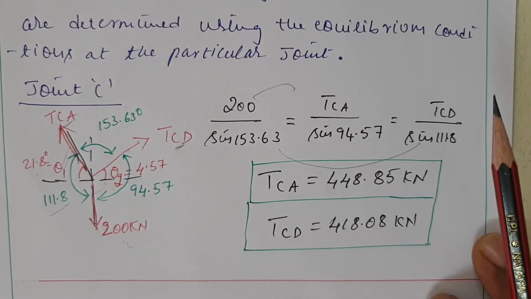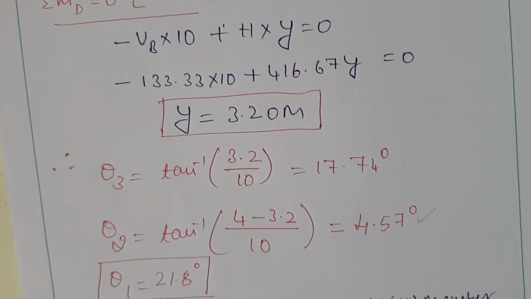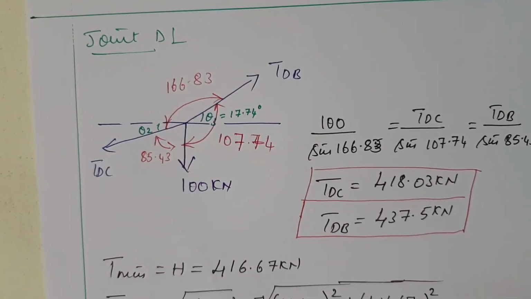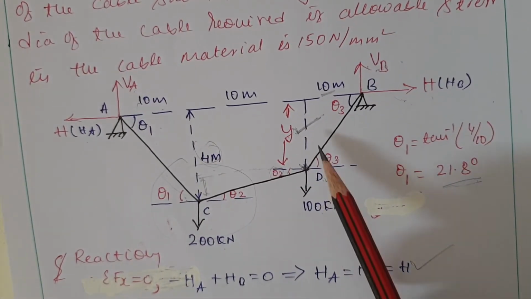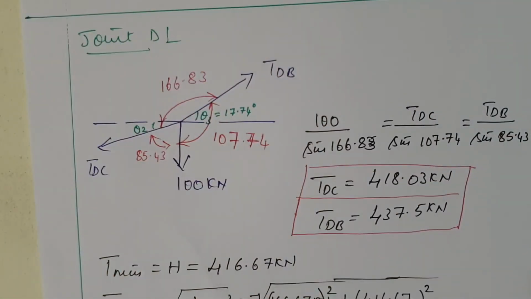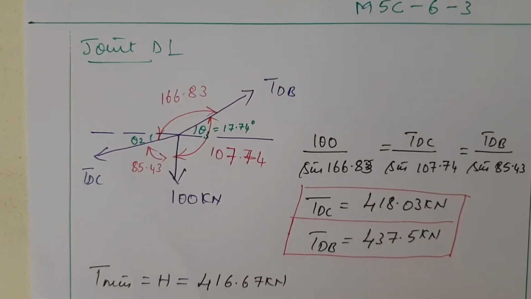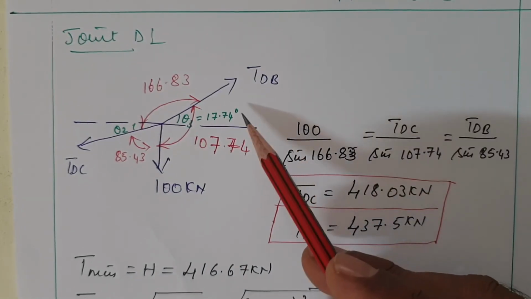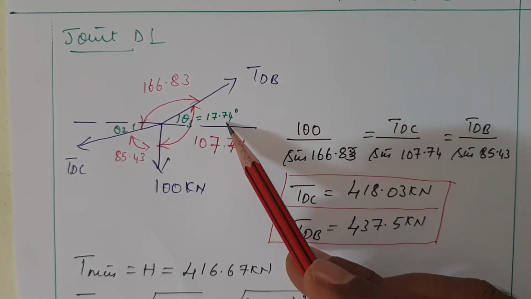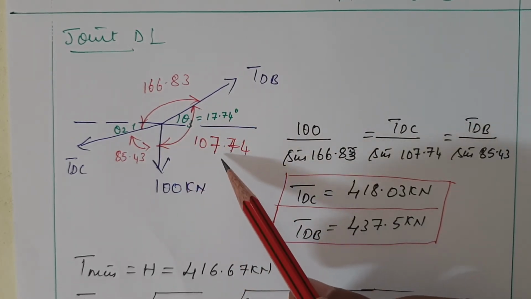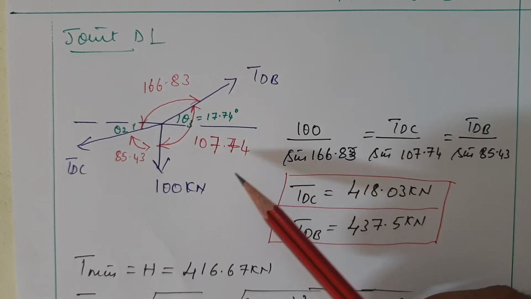Similarly, in order to find out the other tension forces in the segments, I am considering joint D. Joint D is as follows. Even at joint D we have two loads. I am considering this one as it is. If it is a force acting in a member, we have to consider that one as a tension force, and it is away. So we know this one is 17.74, then 90 plus 17.74 is 107.74.